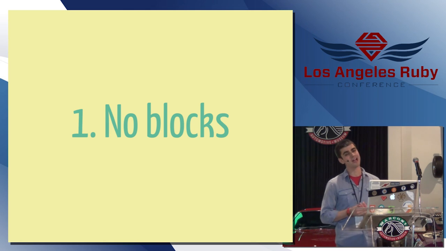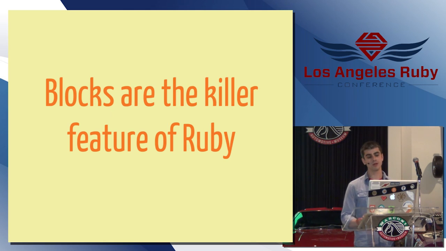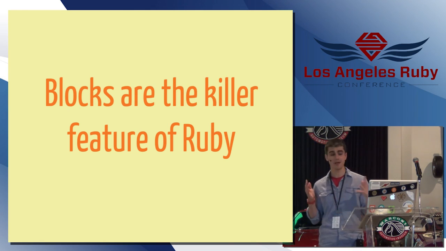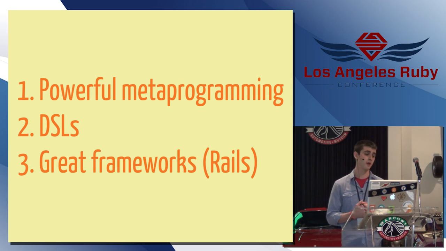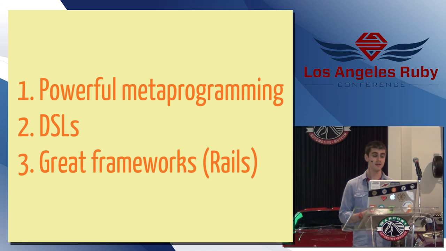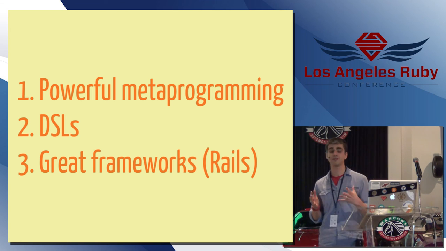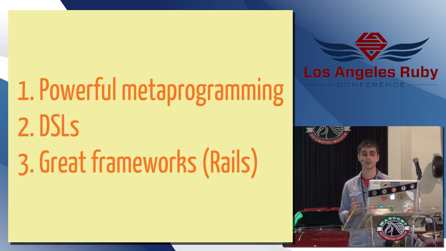One, Python does not have blocks per se. I would consider blocks to be the killer feature of Ruby, the seminal feature of the language, because it allows for powerful metaprogramming paradigms. You can create DSLs easily. And it's basically blocks, I feel, that allow you to create some of these great frameworks like Rails.